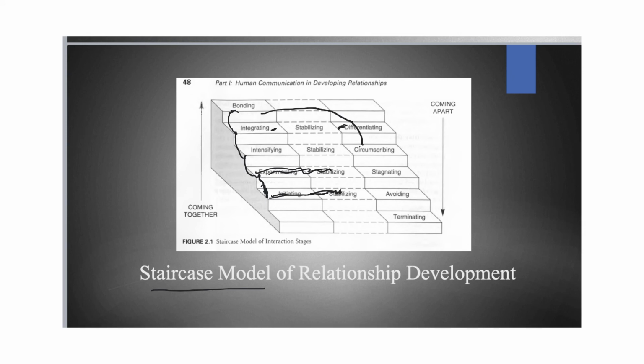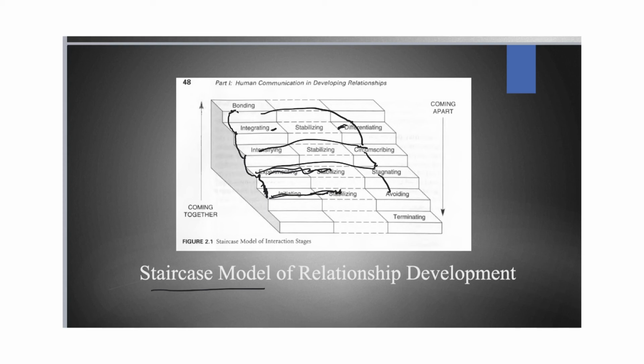With circumscribing is where you start to avoid topics. Intensifying is where you're finding more topics to talk about. Circumscribing is where you start to avoid. Stagnating, so basically not really talking anymore, like just not making effort to really do anything additional, just bare minimum. Experimenting, you're at the beginning of a relationship, but at least you're trying. Stagnating, you're at this point, but you're not doing anything.